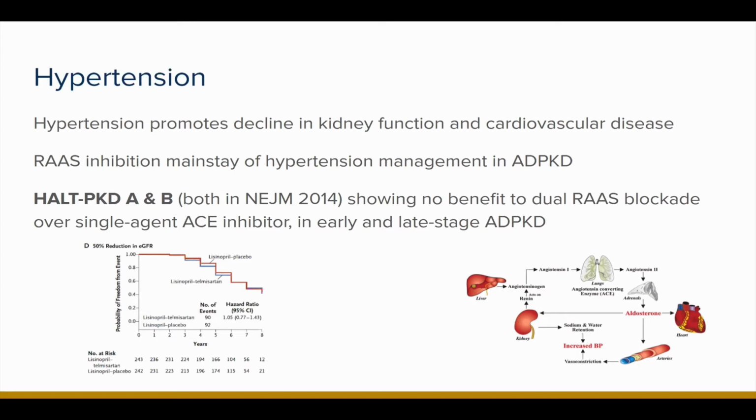Two high-quality papers out of the New England Journal in 2014, the HALT PKD-A and B studies, were performed to assess whether dual RAS blockade with an ACE inhibitor and an angiotensin receptor blocker would have any additional benefit to single-agent ACE inhibitors. Both these two trials were performed in both patients with early-stage PKD and late-stage PKD. And the summary is that neither of them showed a significant benefit to dual agents, and therefore single-agent ACE inhibitors are recommended for patients with polycystic kidney disease.